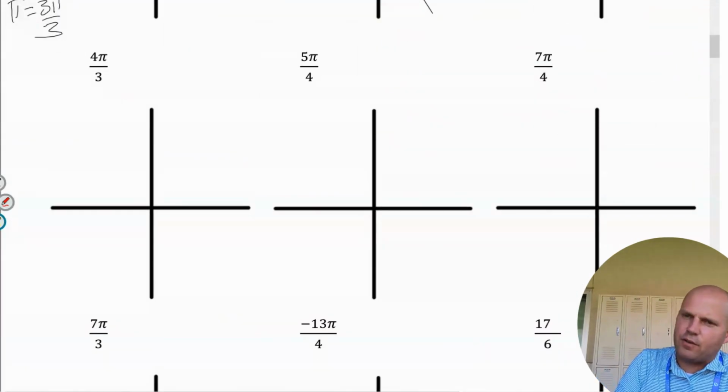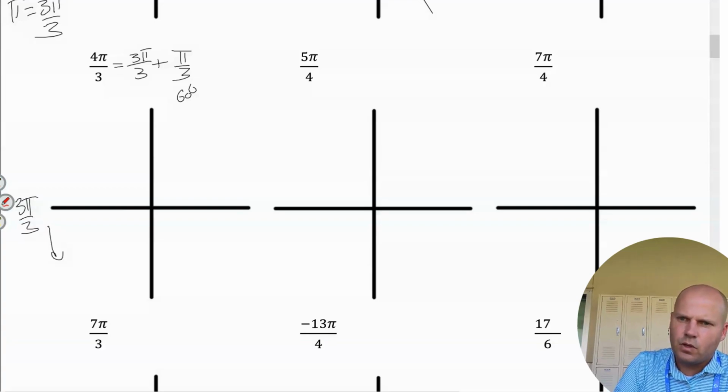Pi over 3 is 3 pi over 3 plus a pi over 3. Pi over 3 is 60 degrees, so I want to go to 3 pi over 3 and then add 60 degrees. So I'll be right there. It's a little bit exaggerated, but that's okay.